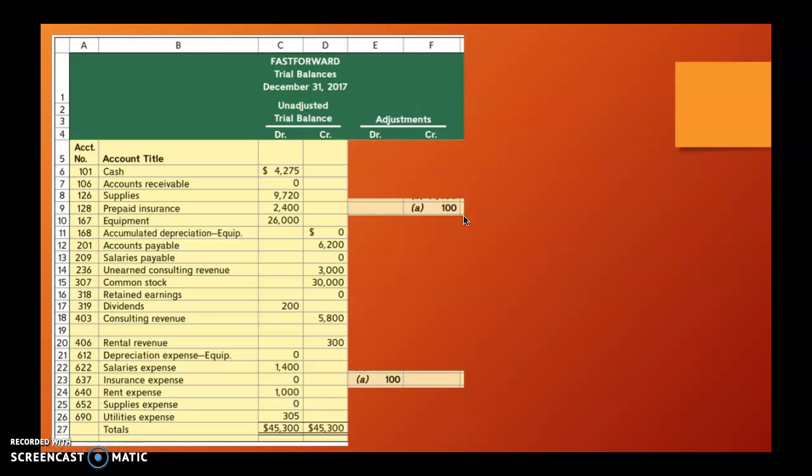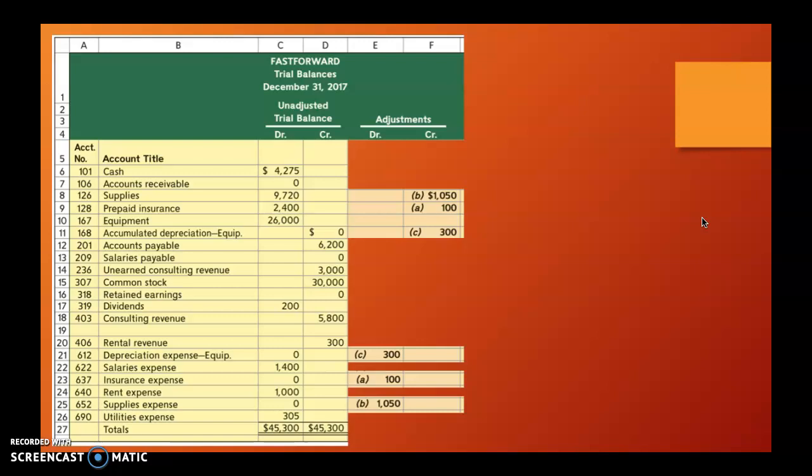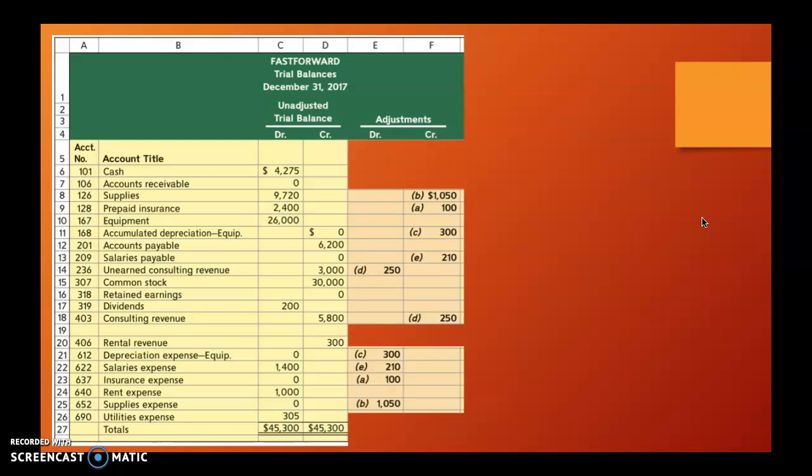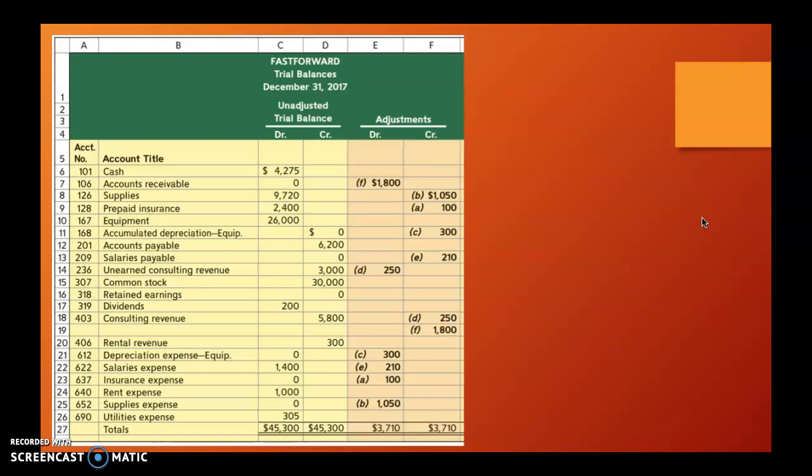So if you want to go through this and you can see where they go, I'm not going to go over every single one just because it is as simple as posting these adjustments from the last thing. So there's A, you can add B there for supplies expense and supplies. C, depreciation expense and accumulated depreciation. D, unearned consulting revenue and consulting revenue. E, salaries expense and salaries payable. And F, consulting revenue and accounts receivable.